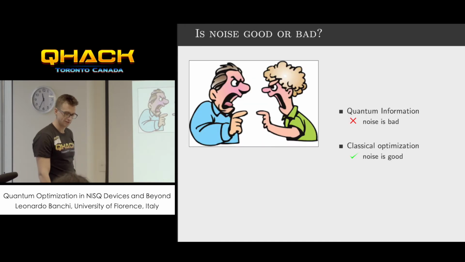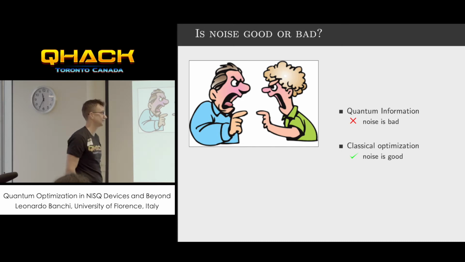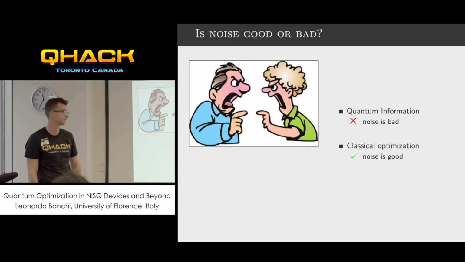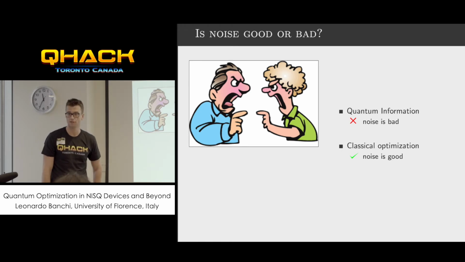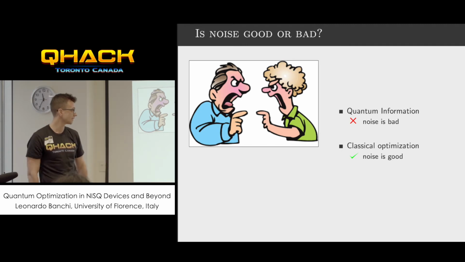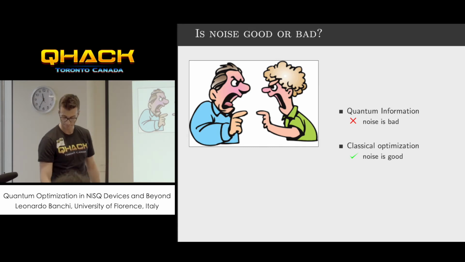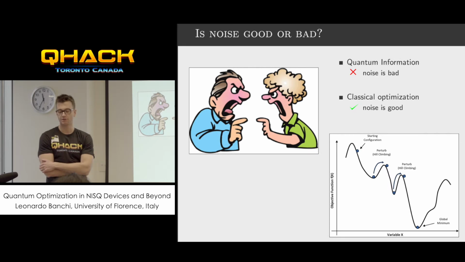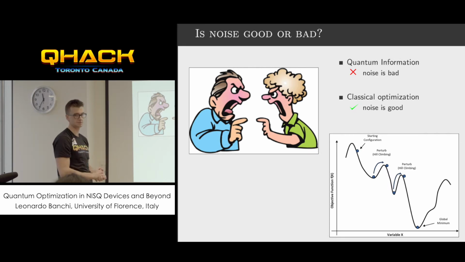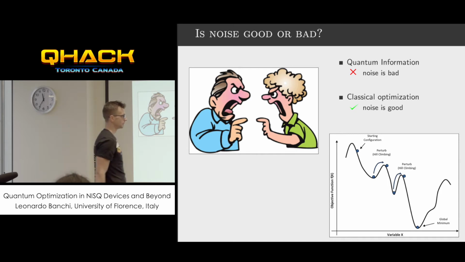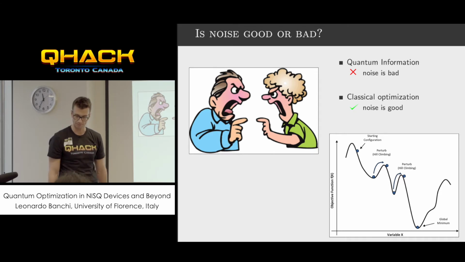So then, you might start arguing, is noise either good or bad? Of course, we come from a quantum information background, and so noise for us is always bad. We would like to correct that noise. But if we use NISQ devices, then that's not possible. And then there is also the point of view of the classical optimization people, where noise can be good for something. And indeed, for instance, in simulated annealing or other stochastic algorithms, you introduce noise in order to stochastically jump out of the local minimum and possibly achieve the global minimum.